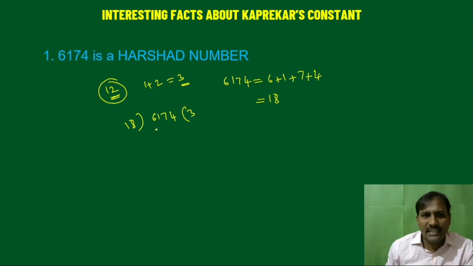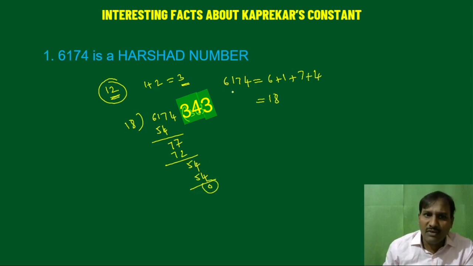So 18 3s are 54. So here 7, 77. 18 6s are 108, and 18 4s are 72. Sorry: 18 6s is 72 and 54. 18 3s are 54. So the remainder is 0. Therefore, this 6174 is divisible by the sum of its digits, that is 18. Therefore, 6174 is a Harshad number.